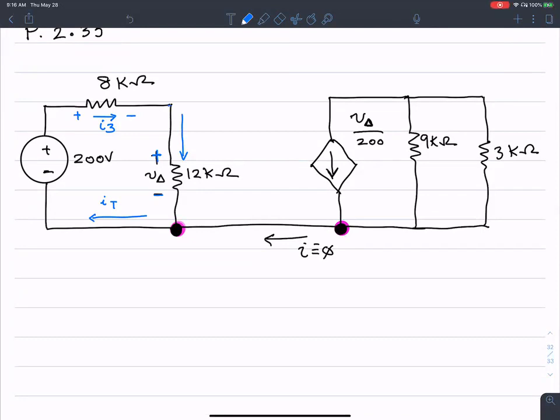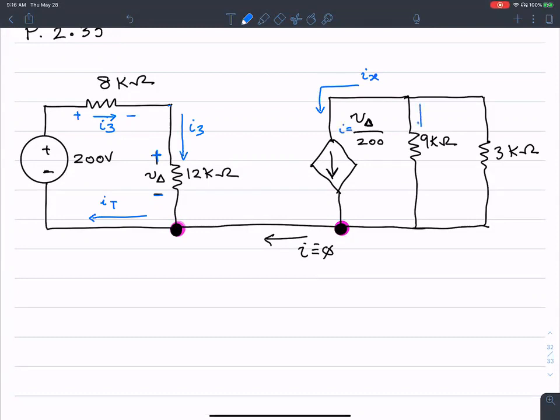This is going to be I3 as well, right? See, that's the same current flowing here. There's no branch to split the current. Okay, that's I3. Then I'm going to call this IX. The current going in here is IX, which is given to be V delta over 200.